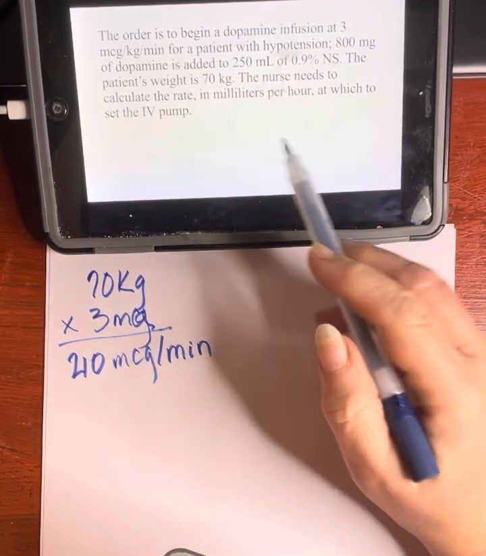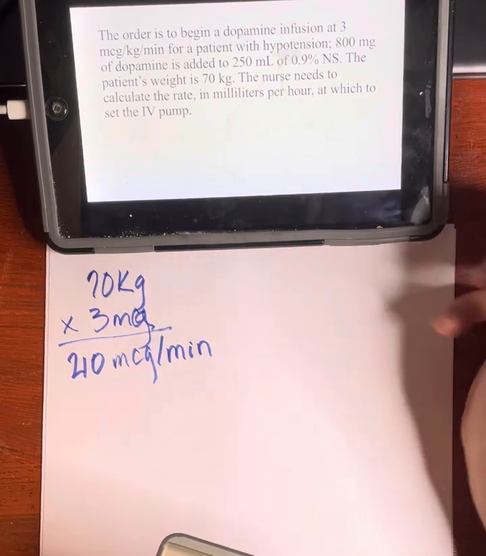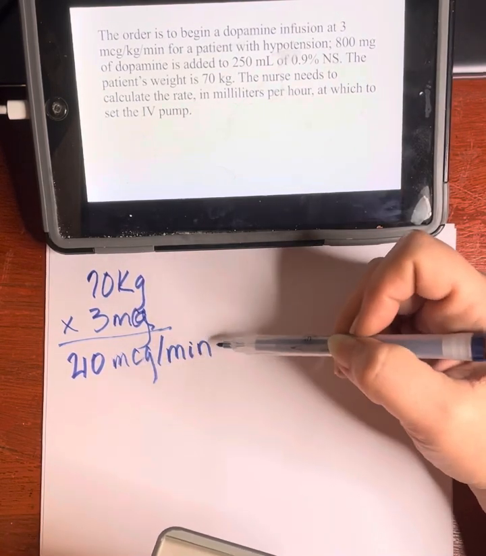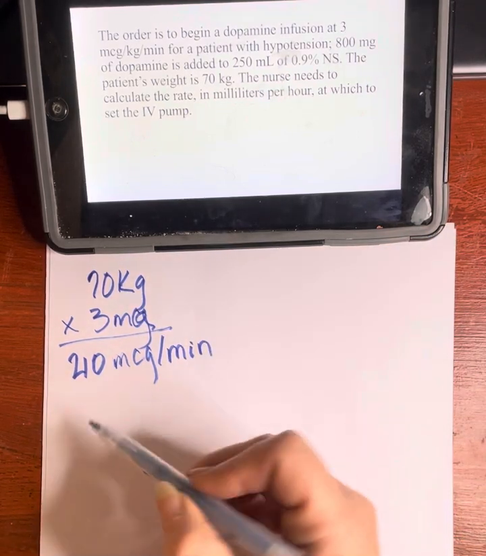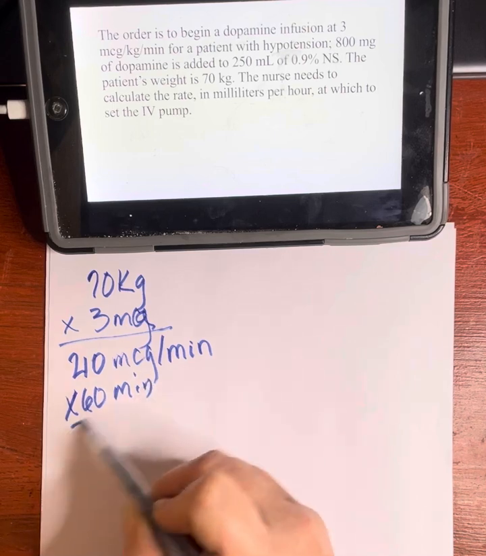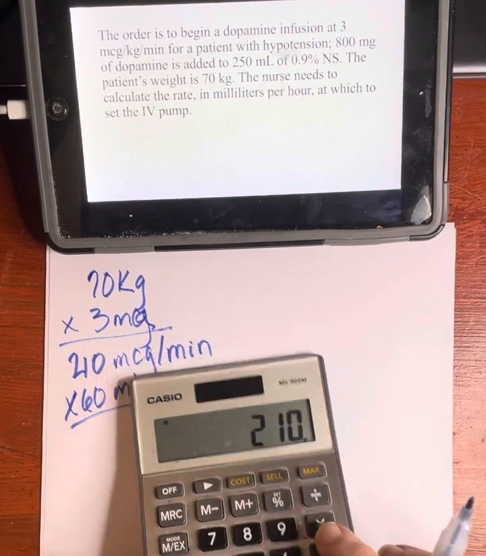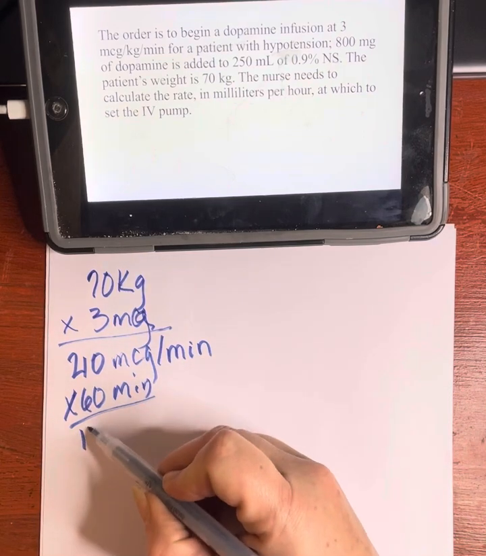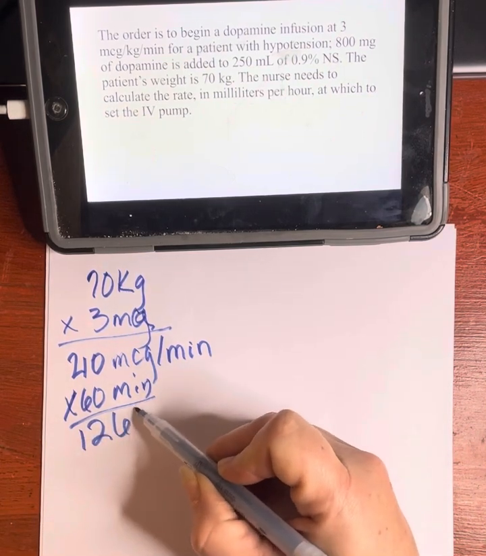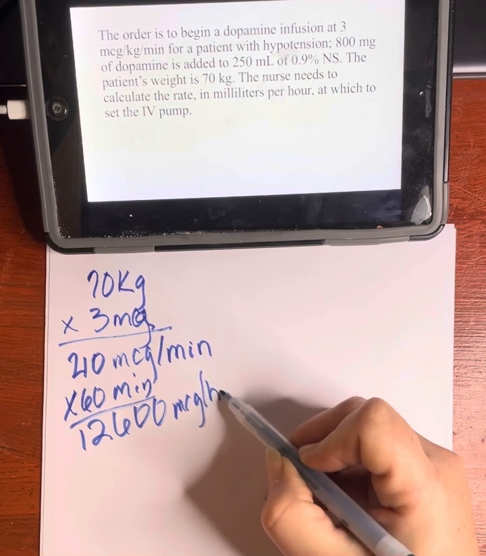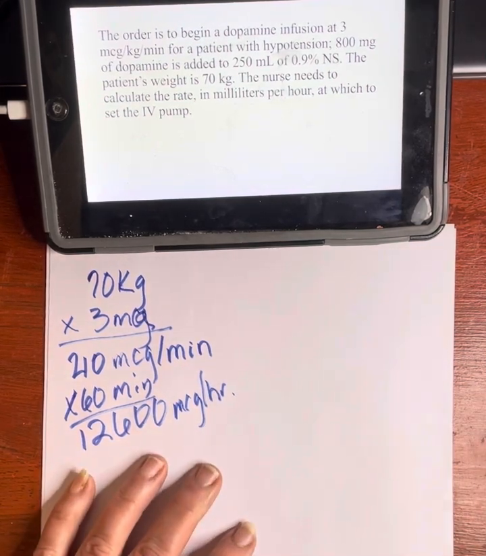Okay? And look, we got to calculate it in milliliters per hour. So I need to know how many micrograms he's getting per hour. How would I do that? Multiply this times 60 minutes. 210 times 60 is 12,600 micrograms per hour. Okay.